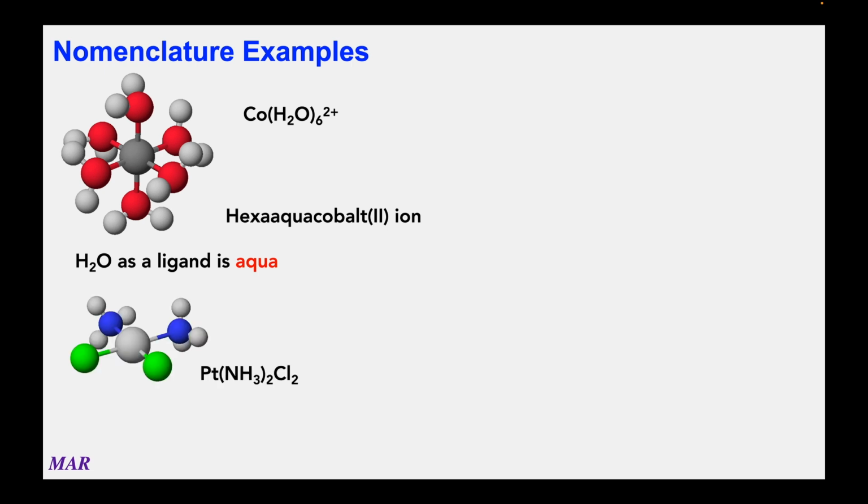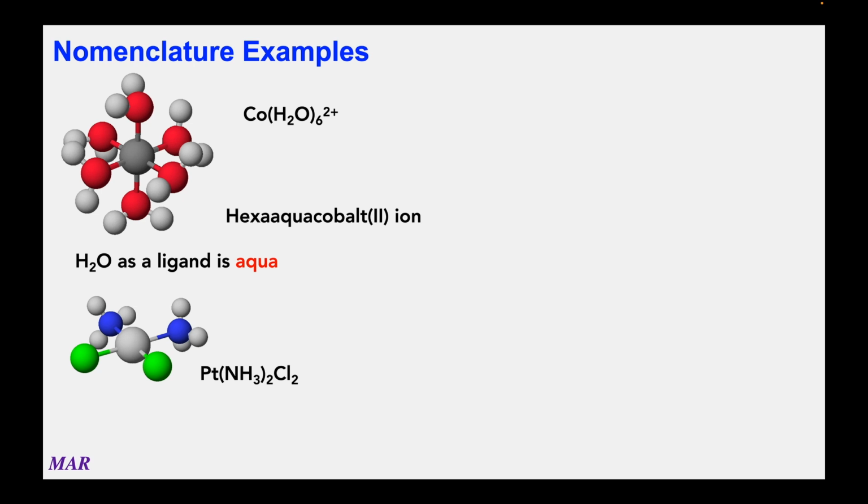Good to go. This crazy thing has a platinum in the middle. It has 2 ammonias and 2 chlorines, all right? So we have here ammonia, which is named ammine, A-M-M-I-N-E. We have 2 chlorines, which are named chloro. And we're going to use some Greek prefixes on these. We'll use di, tri, all that kind of stuff. Now, ammine goes before chloro, so diammine, dichloro, platinum, but we need the charge on the platinum.